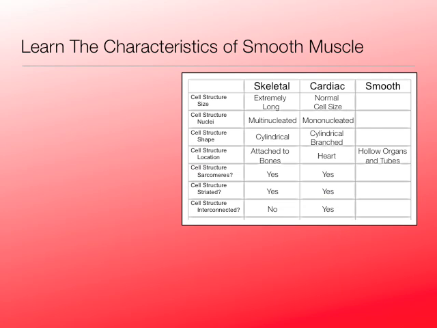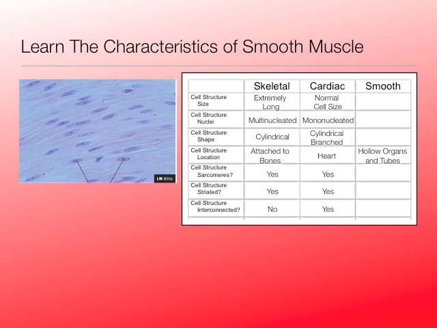Now let's look at the cellular structure of smooth muscle so that we can talk about the cellular structure. Here's what it looks like under a microscope, right? And basically you can see from this why they call it smooth muscle.